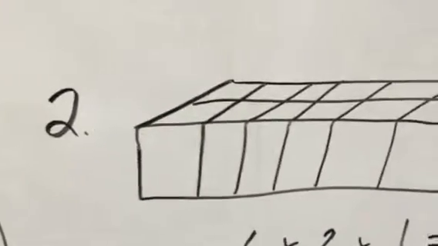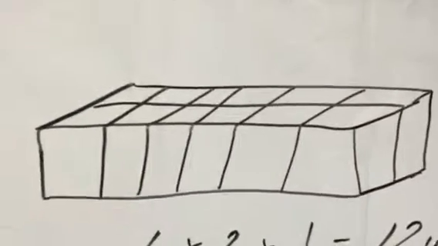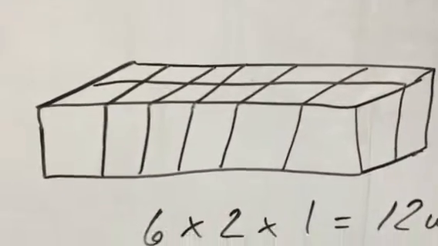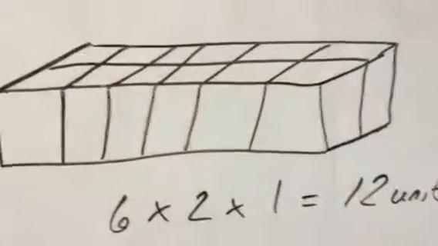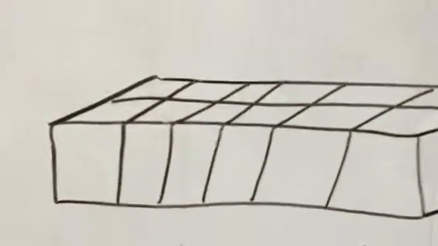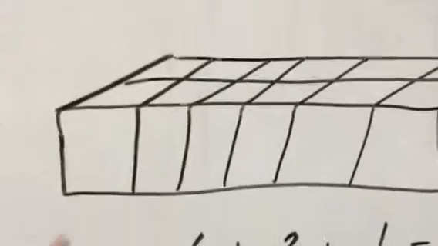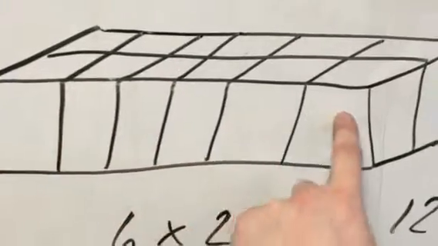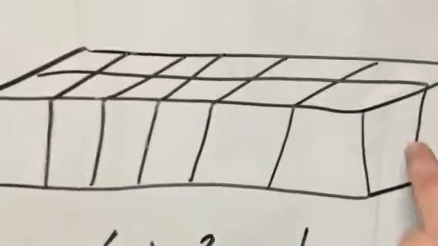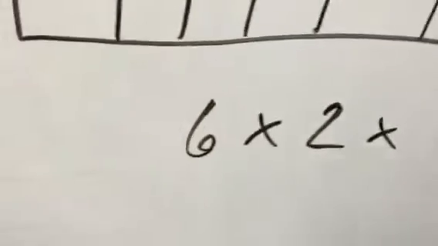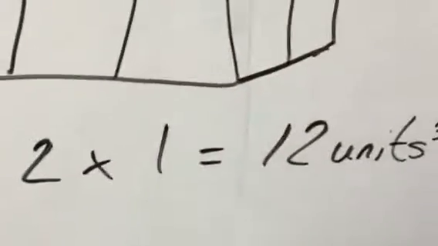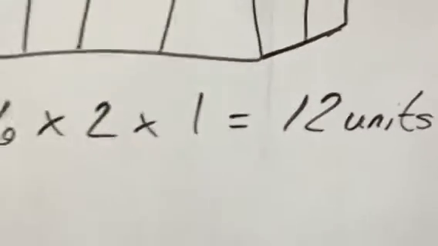Now let's look at number 2. Again, we could count them, because this time they're not hidden. It's really just 1, 2, 3, 4, 5, 6, 7, 8, 9, 10, 11, 12. We could also take a look at the formula. Length is 1, 2, 3, 4, 5, 6. The width is 2. And the height is just 1. So that would be 6 times 2 times 1, which equals 12 units cubed.